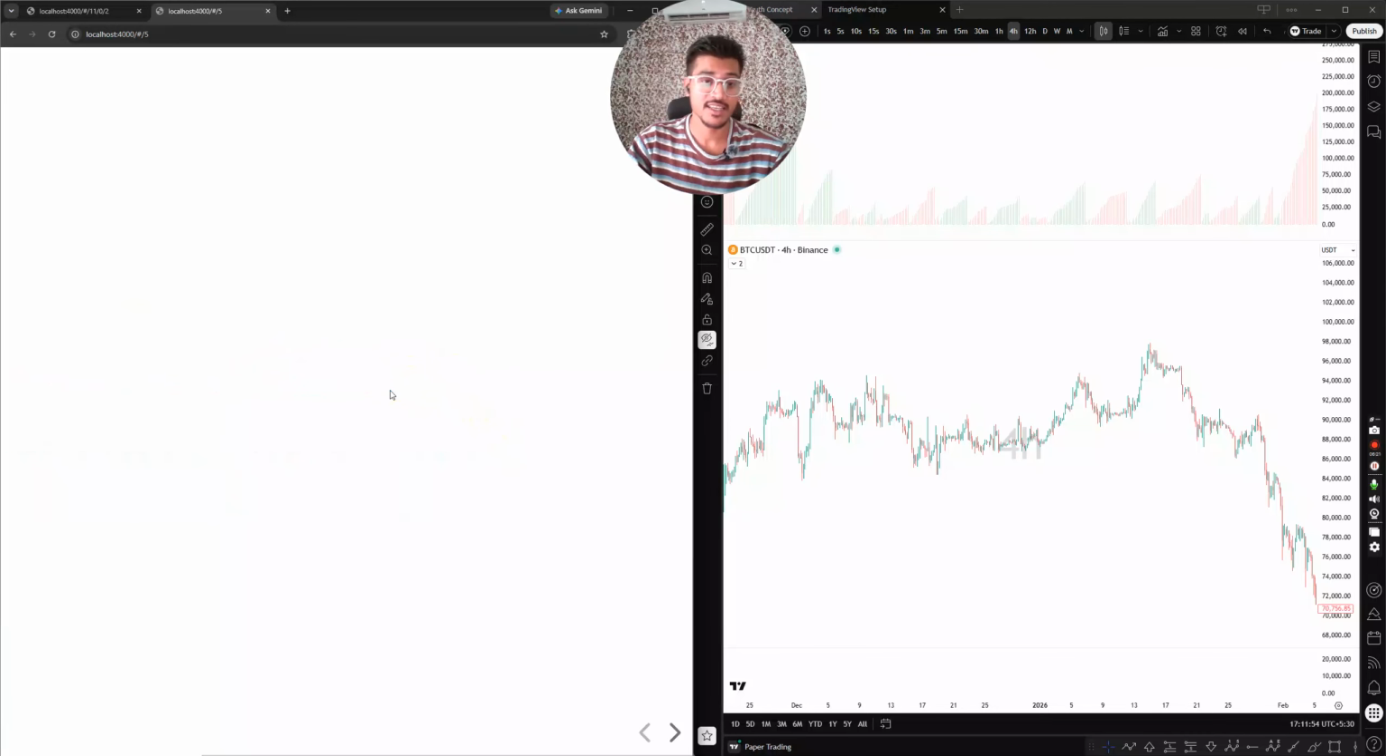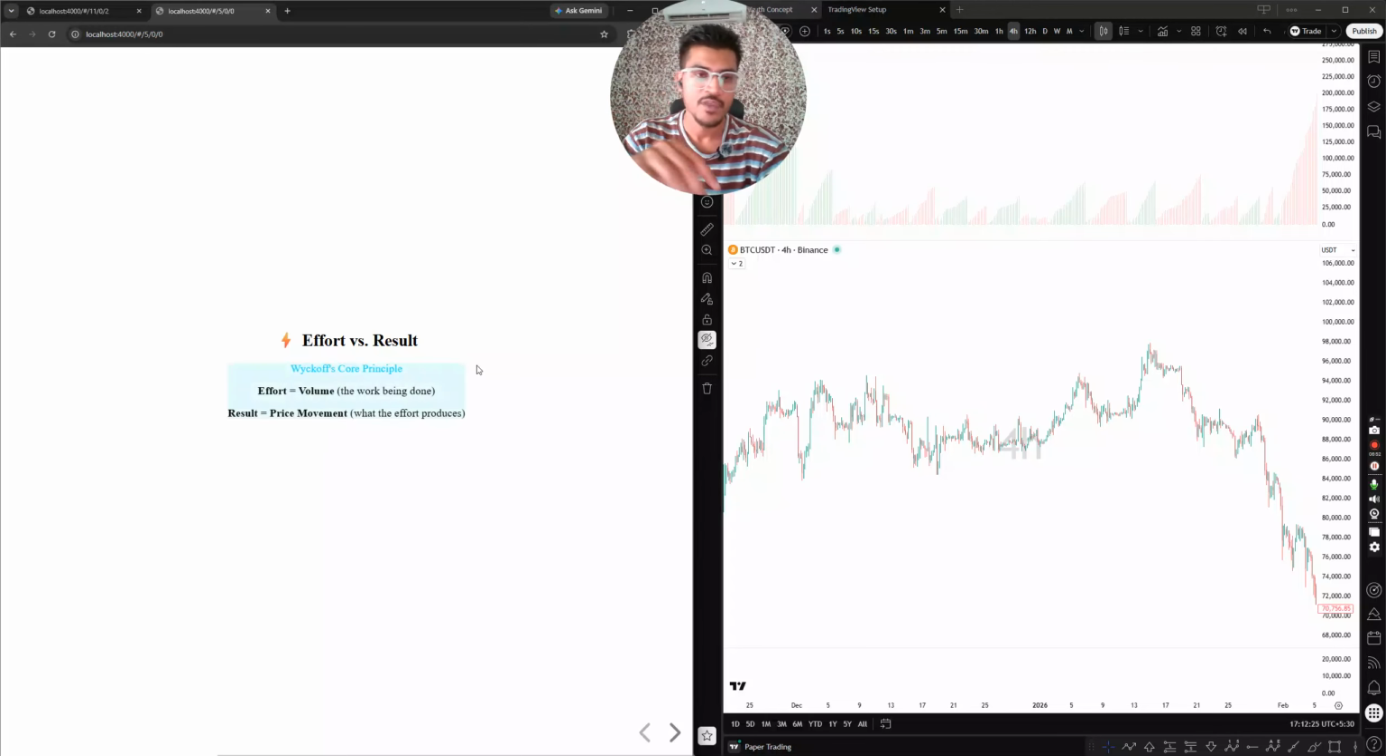So as I told you, there are different laws being applied all the time in the market. That's how the market moves, and those laws are supply and demand, effort versus result, and cause versus effect. So let's actually learn about effort and result. And this is very similar to Newton's law of motion. So let's understand it.